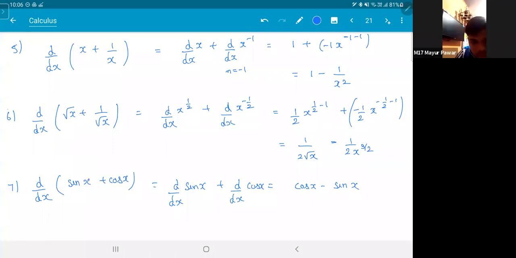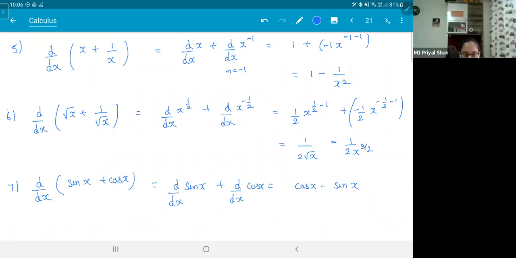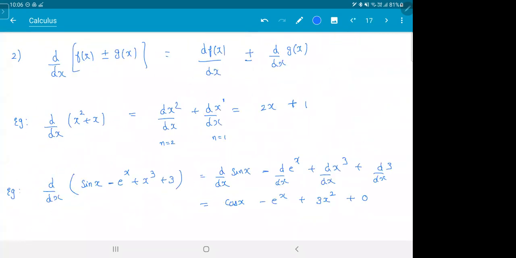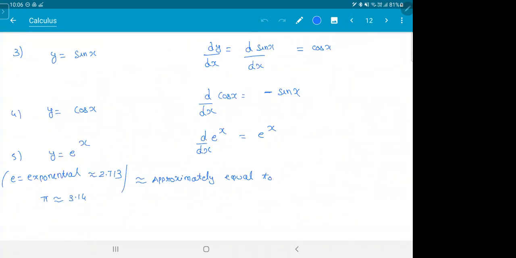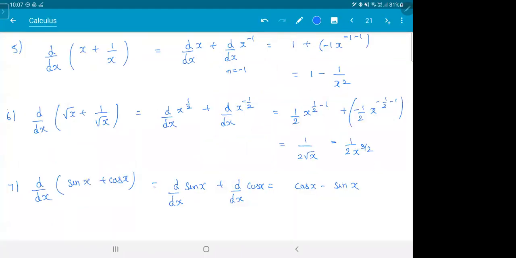So wait a minute. Sir, how minus sin x came? Cos x का differential is minus sin x. ठीक है? So cos का differential is minus sin x. Sine ka differential is plus cos x. So that is one thing you should know. Clear. Next one.